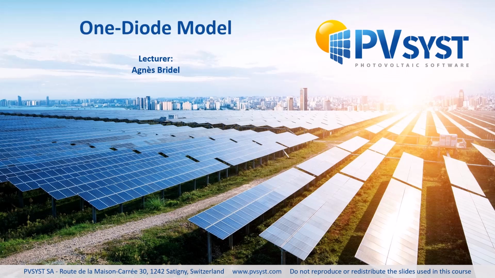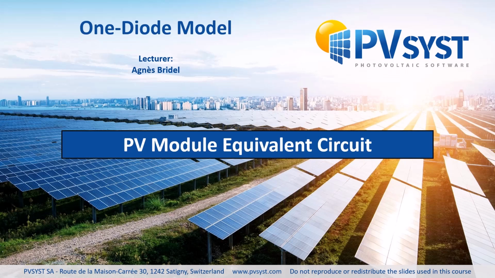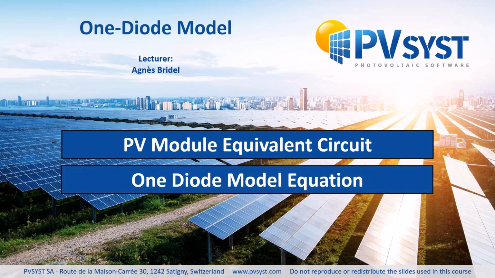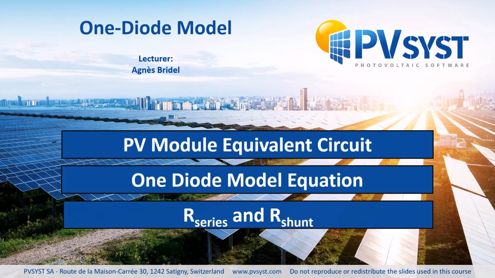We will present here the structure of the full one-diode model and establish the equation corresponding to a real PV cell's behavior. We will illustrate the PV module equivalent circuit. Using this circuit, we will gradually build up the full one-diode model equation. Throughout this definition, we will define the series and shunt resistances and show their effect on the IV curve. The determination of the parameters of this equation will be the subject of the next presentations.